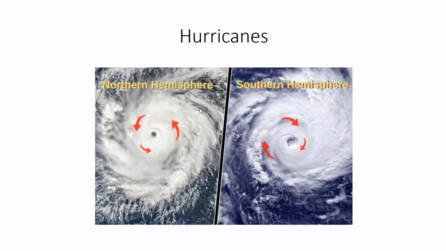So you can see these two photographs. These are hurricanes. This one is in the northern hemisphere. This is in the southern hemisphere. And in the northern hemisphere, the circulation is taking place in counterclockwise direction, whereas in the southern hemisphere, the circulation is taking place in clockwise direction.